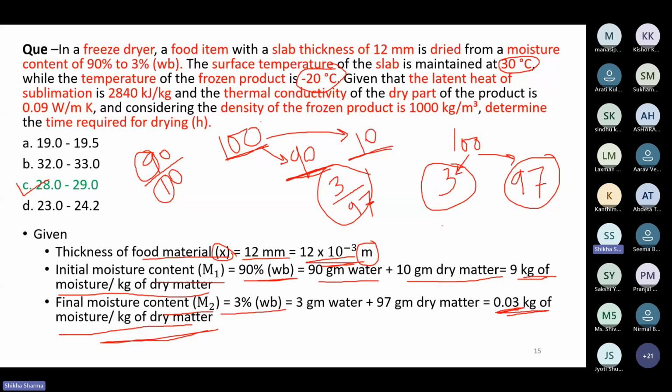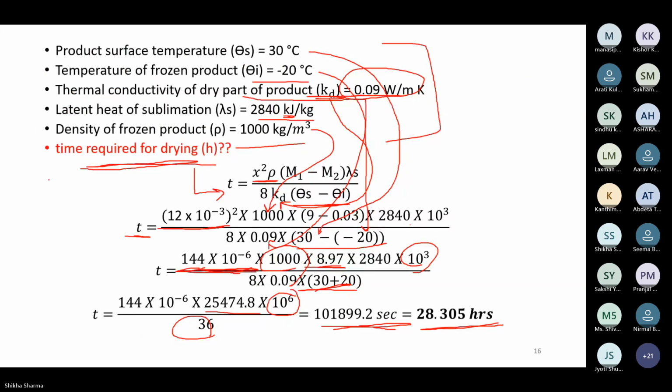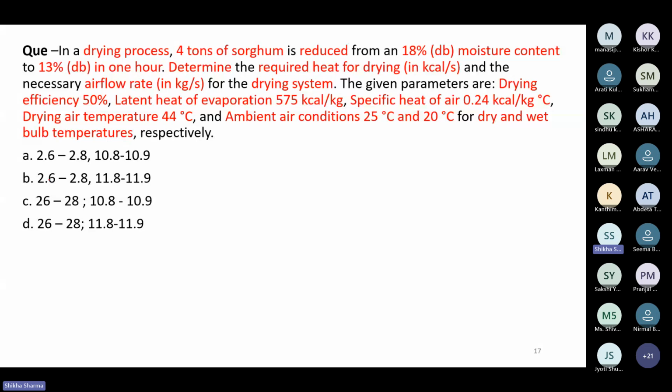Is this numerical clear to everyone? Yes, ma'am. Okay, so I'm moving to the next numerical.